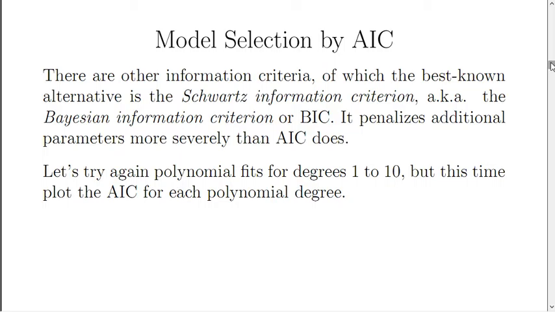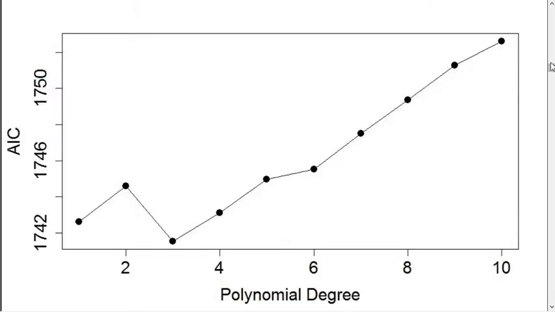Let's go through and try again the polynomial fits for degrees 1 to 10. But this time, let's compute the AIC, Akaike Information Criterion, for each model, and plot how AIC changes as a function of polynomial degree. Well, here we see that the lowest AIC value is for polynomial degree 3. As we get higher and higher polynomial degrees, we get higher AIC values, which means not as good models. So AIC also indicates that a polynomial of degree 3 is the best model among these choices, low-order polynomials.